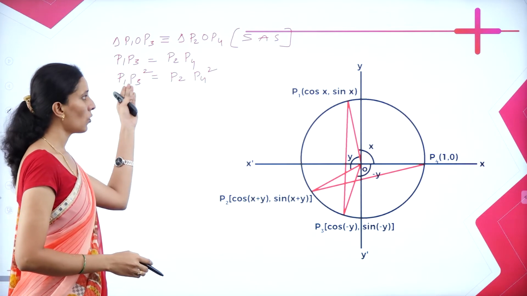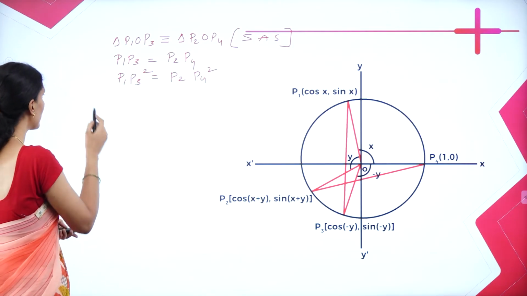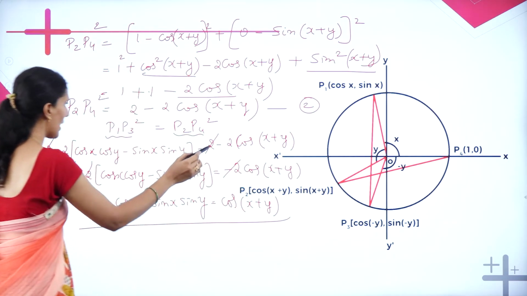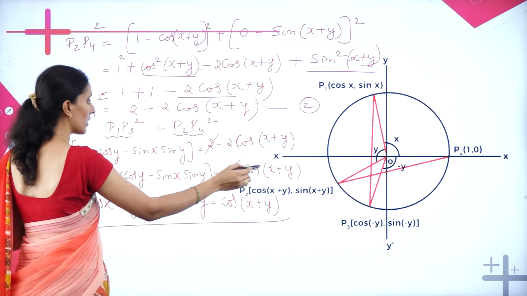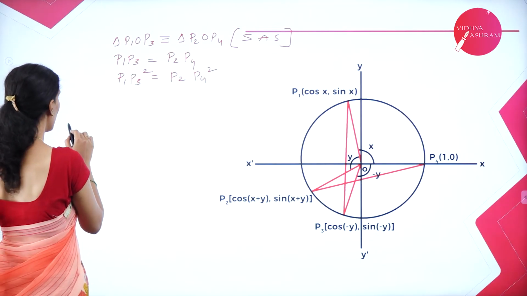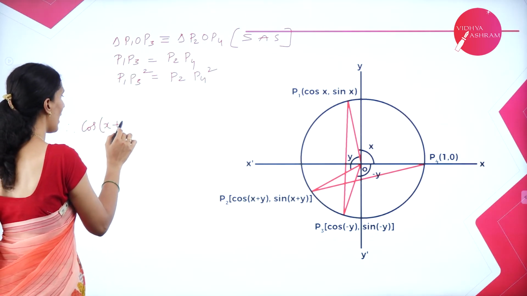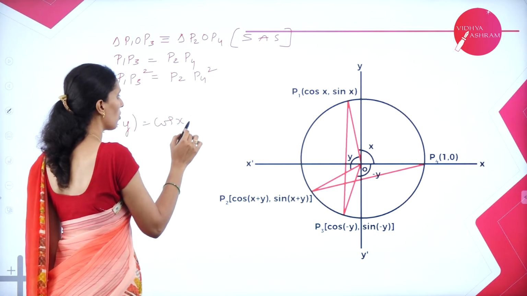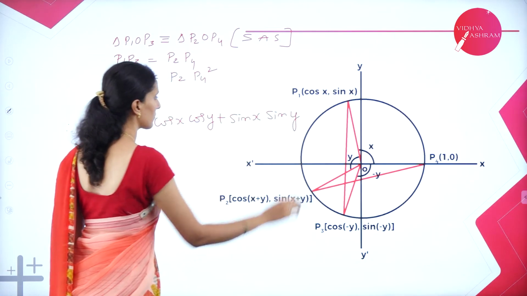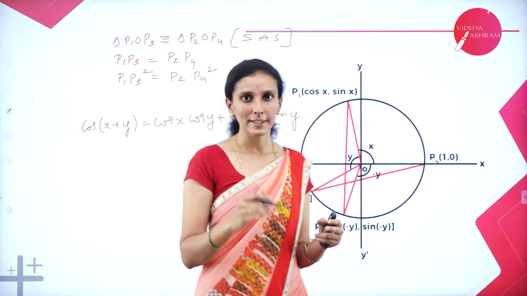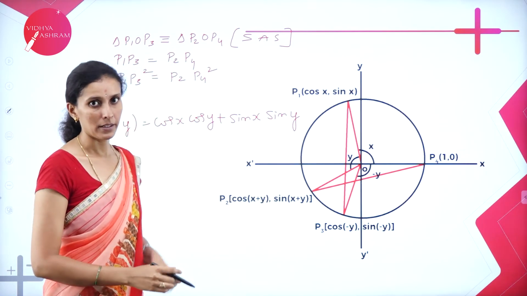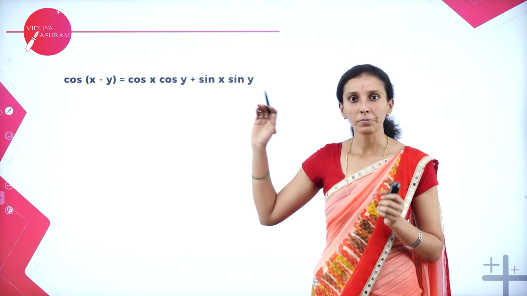Since these two are equal, I can write equation 1 here and equation 2 here, and cancel 2 on both sides. We are left with this. Again cancel minus 2 on both sides, so we can conclude that cos of (x plus y) is equal to cos x cos y minus sin x sin y. This is the basic formula or basic identity you are going to use for all those cases whenever it is applicable. Here we have one of the applications of the previous theorem.